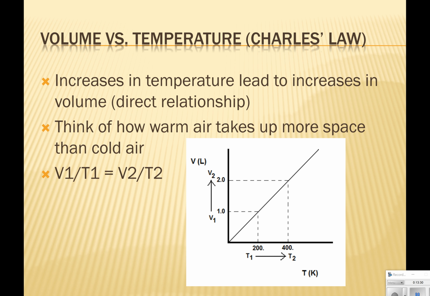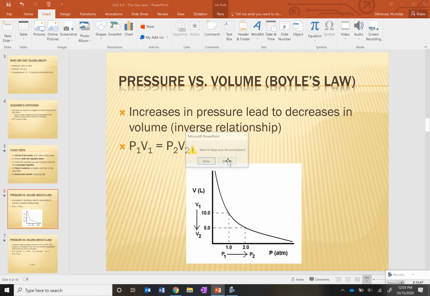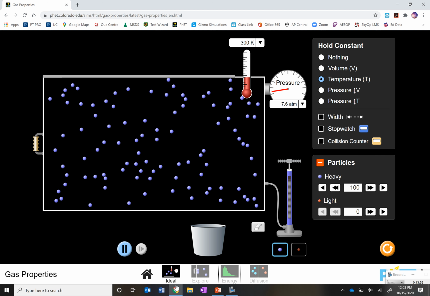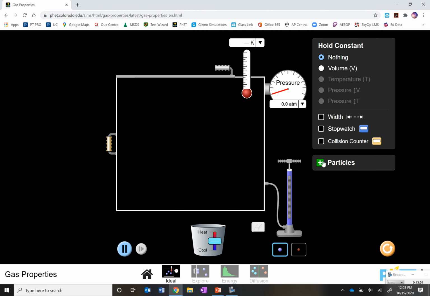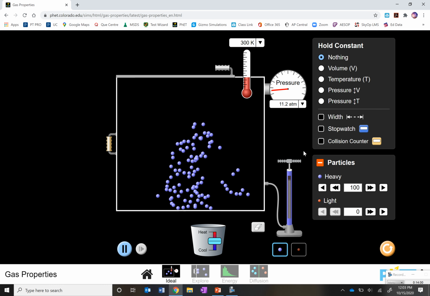And the equation that we'll see with this is V1 over T1 equals V2 over T2. And you can see from the graph here that this results in a direct relationship. So an increase in temperature leads to an increase in volume of a gas and vice versa. And we'll take a look at what this looks like with the simulator. I'm going to reset this. I'll pump in 100 particles, well, close to it, and put 100 in there.